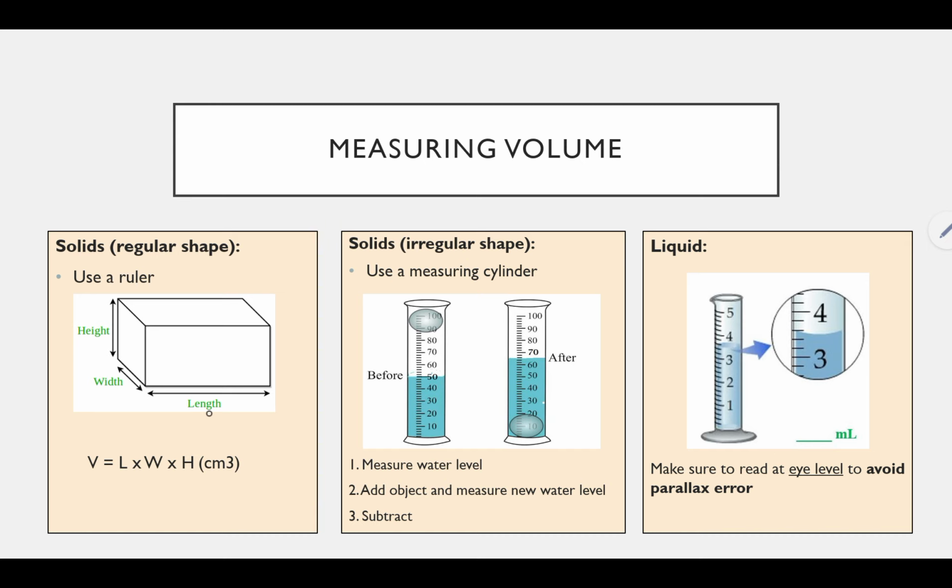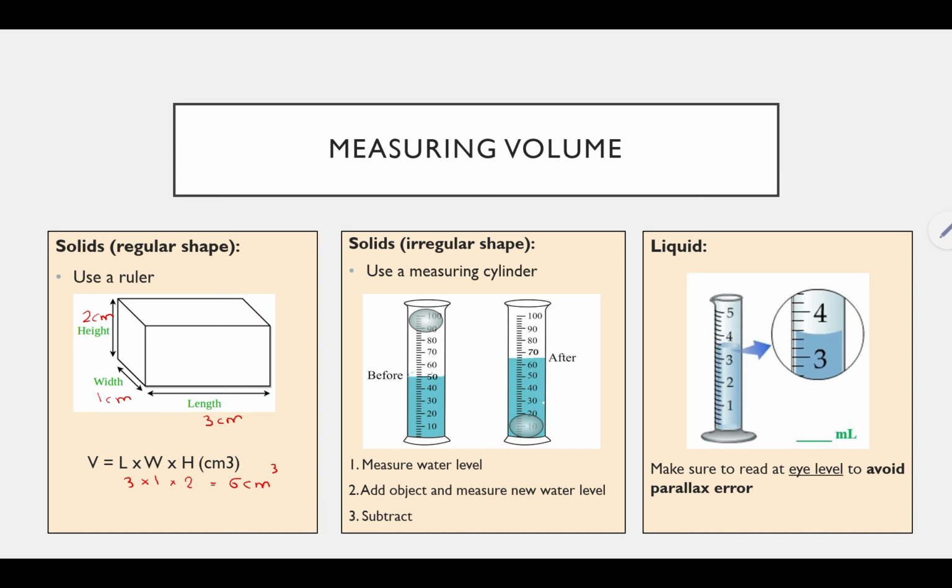So let's say my length is 3 centimeters. My width is 1 centimeter, and my height is 2 centimeters. So my volume will be 3 times 1 times 2, and my answer is going to be 6 centimeter cube. Of course, remember that the volume for each regular shape is different. The equation is different, which we're going to cover in a later lesson.